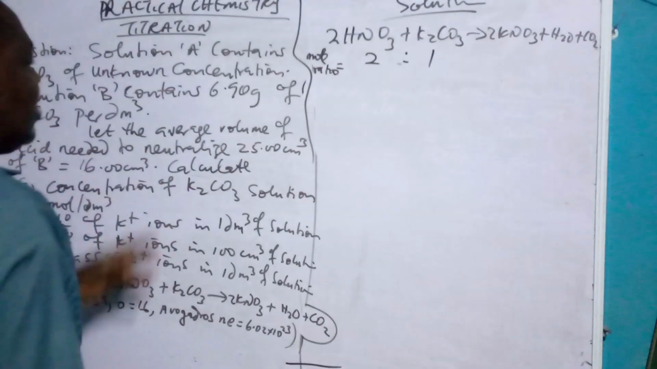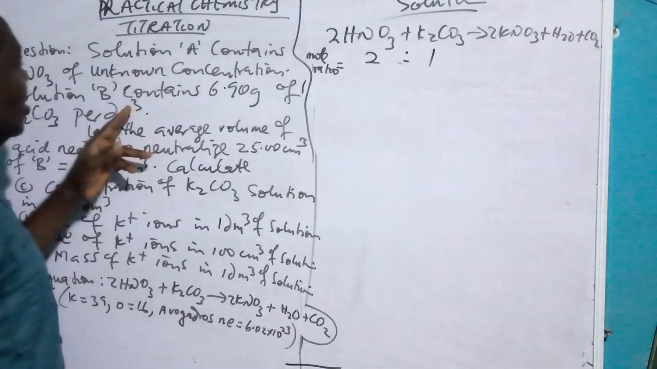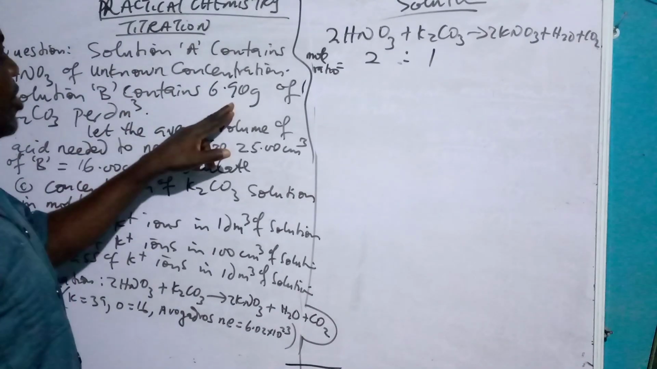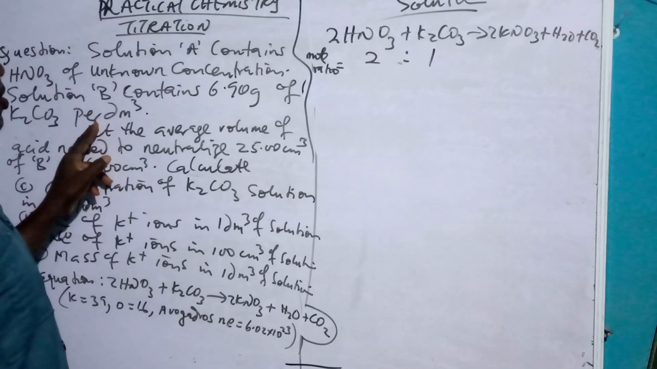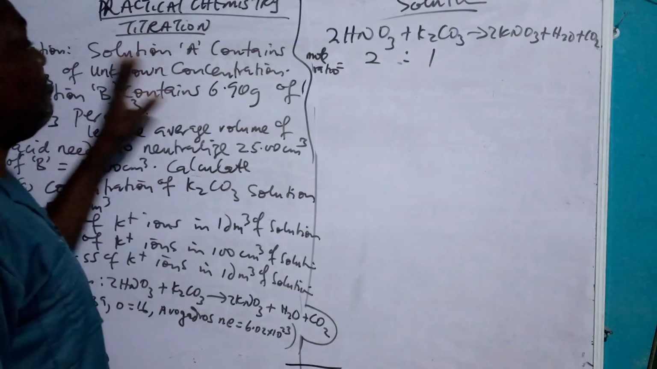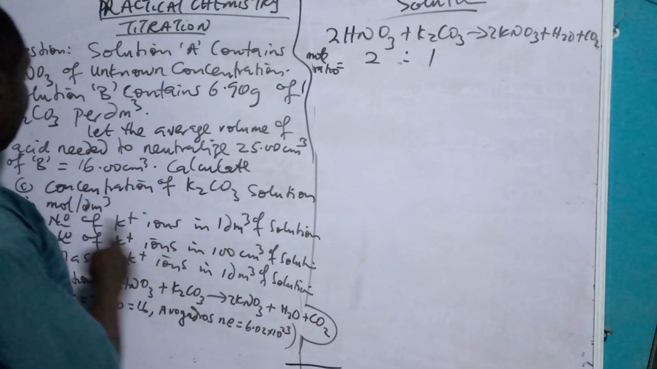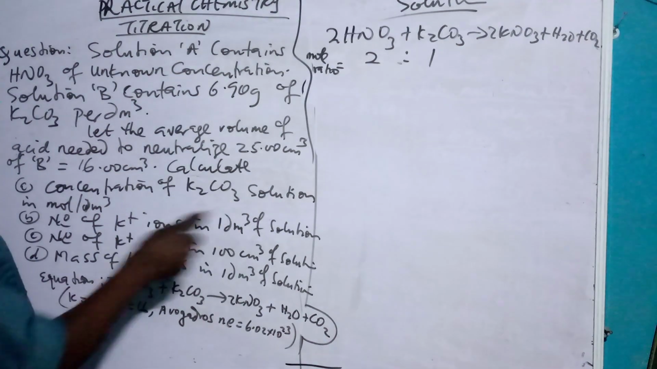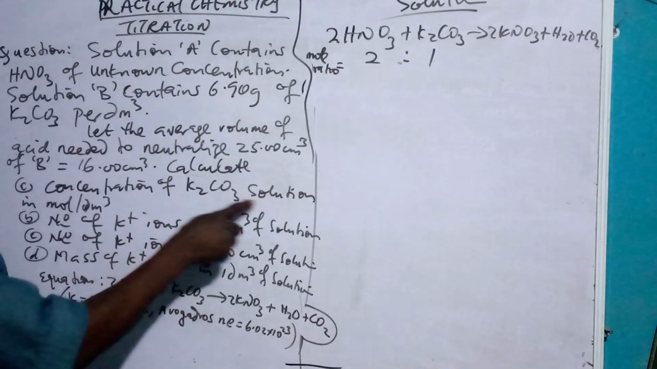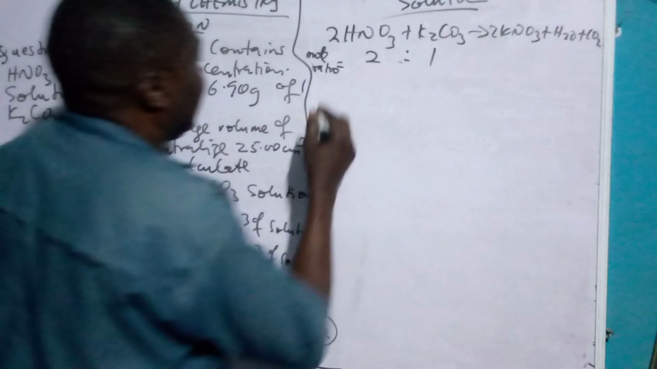So having done that, you now consider the method you are going to use. If you look at it, you have only concentration in gram per dm cube, and you don't have the mole. You don't have any value for acid. And moreover, to carry out this calculation, the concentration of K2CO3 in mole per dm cube, I have to use this formula.